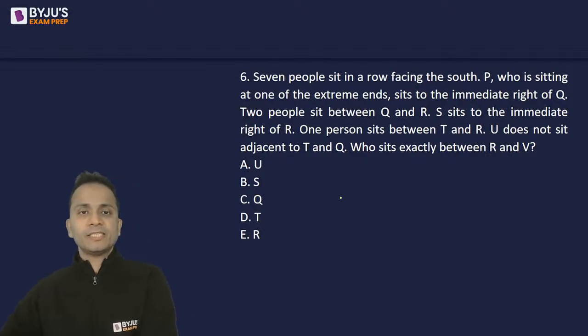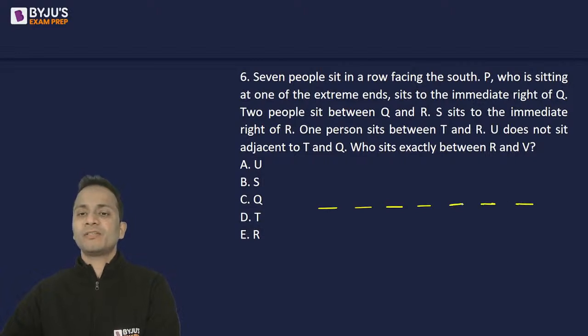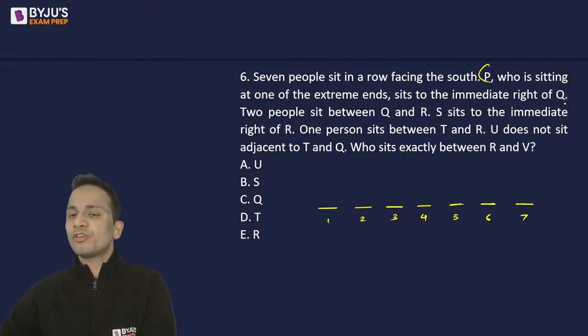All right, let's start with this. Now, seven people sit in a row facing south. One, two, three, four, five, six, seven. Now, P, who is sitting at one of the extreme ends? Let's put the chair numbers. So, P can be on chair number one or chair number seven, but P sits to the immediate right of Q. Immediate right of Q.